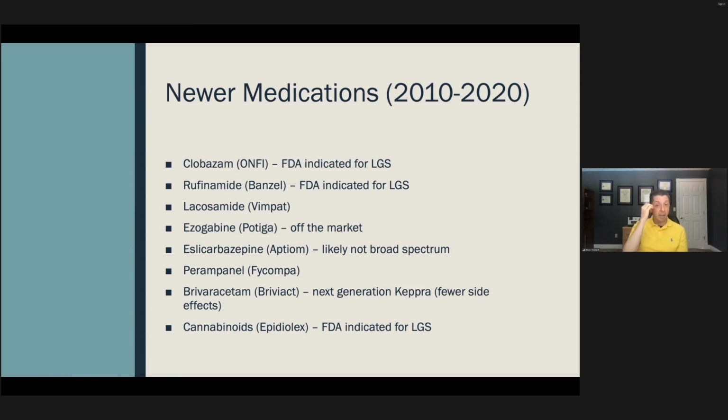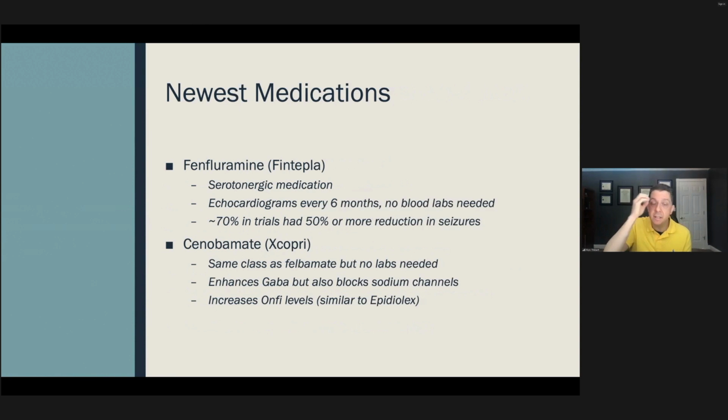We actually have had kids who have failed several medicines that have done well on the Epidiolex, so that's been a nice addition. And then just in the last year or so, two new medicines have come out: fenfluramine, or Fintepla, and cenobamate, or Xcopri.